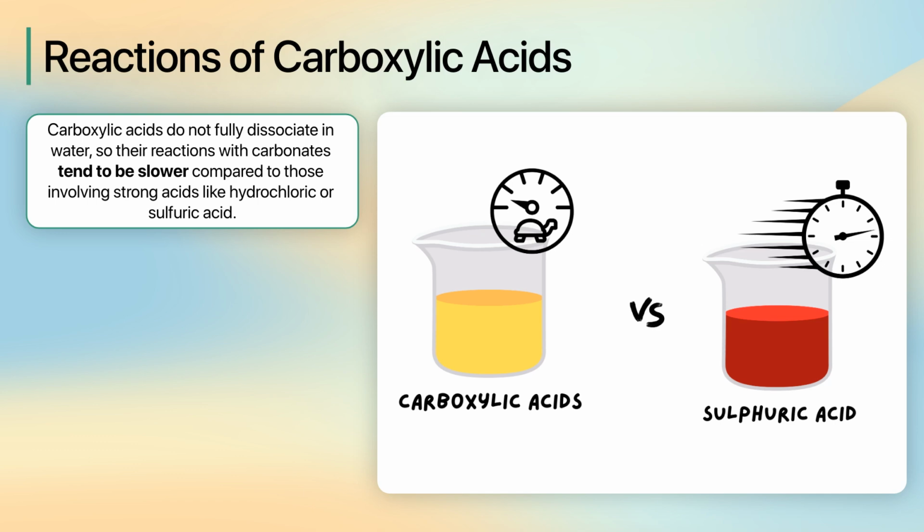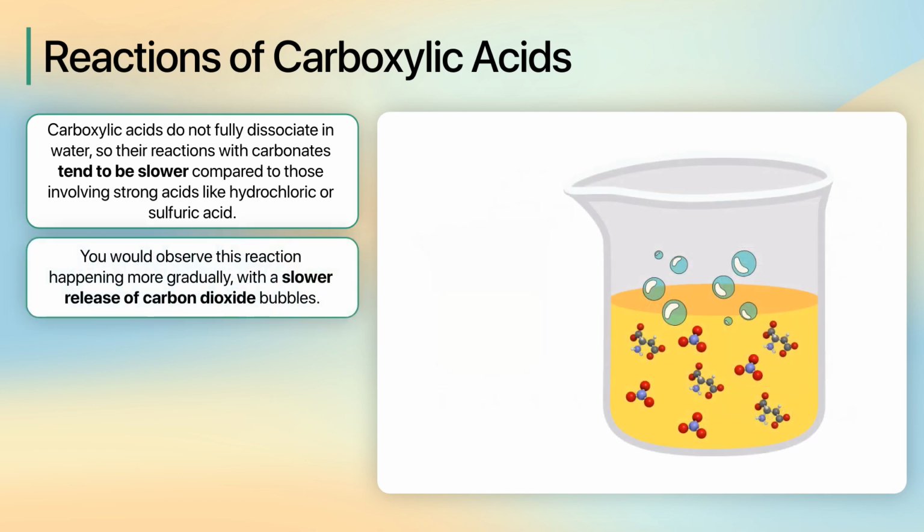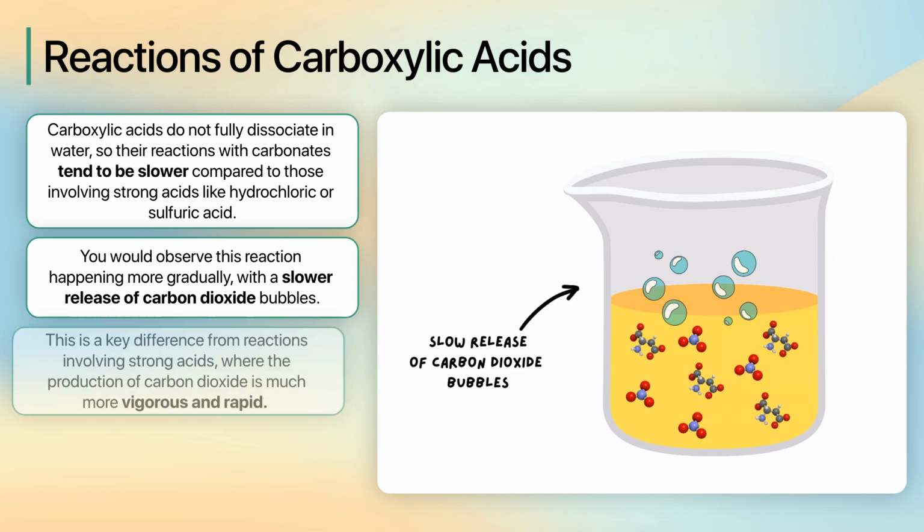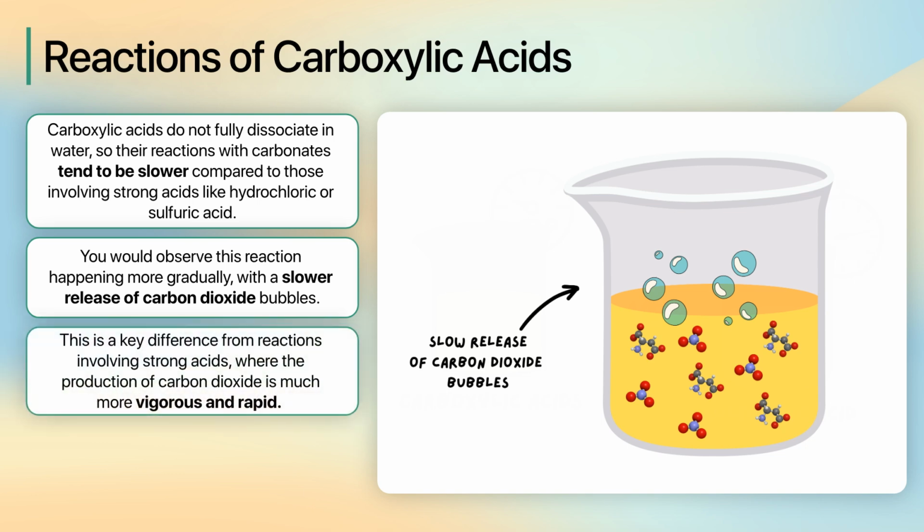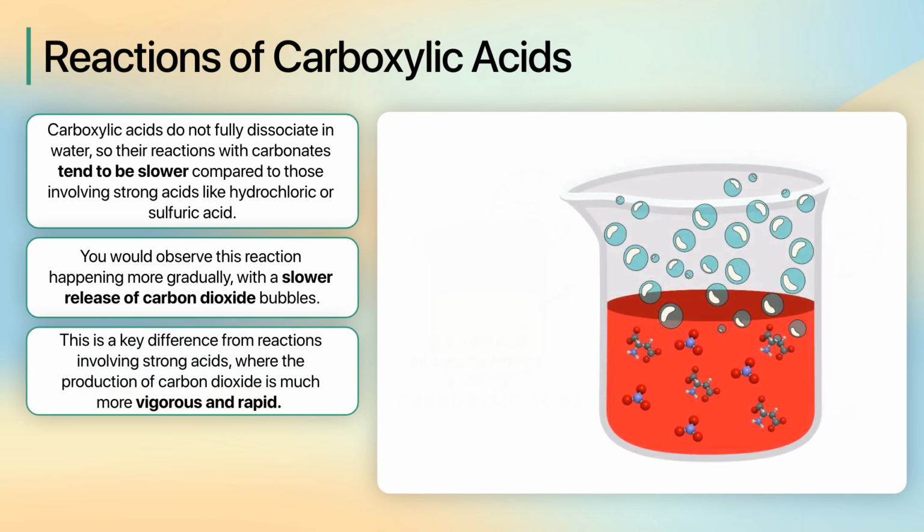In practice, you would observe this reaction happening more gradually, with a slower release of carbon dioxide bubbles due to the weaker acidic nature of carboxylic acids. This is a key difference from reactions involving strong acids, where the production of carbon dioxide is much more vigorous and rapid. Understanding these fundamental properties and reactions of carboxylic acids allows us to grasp their significance in both chemical processes and everyday life.